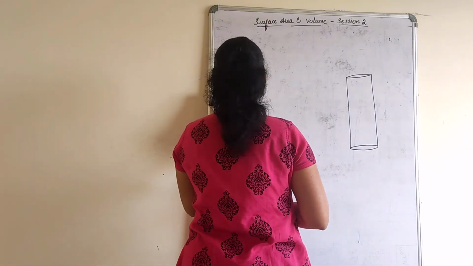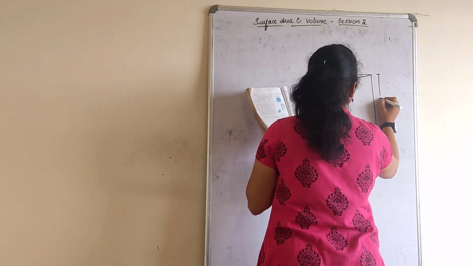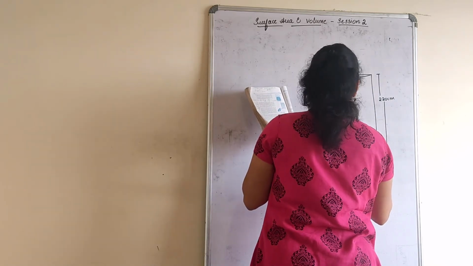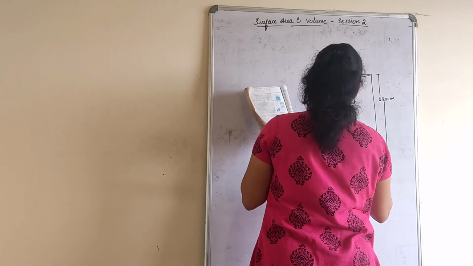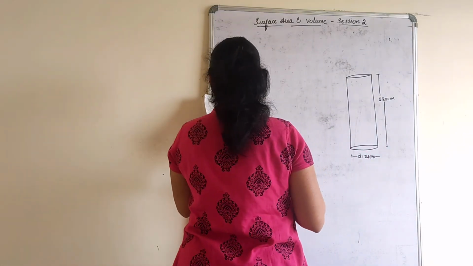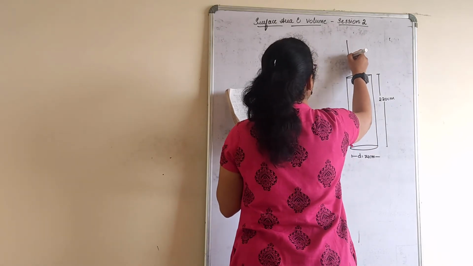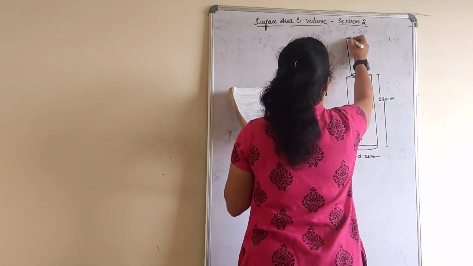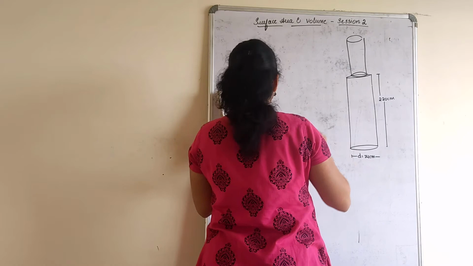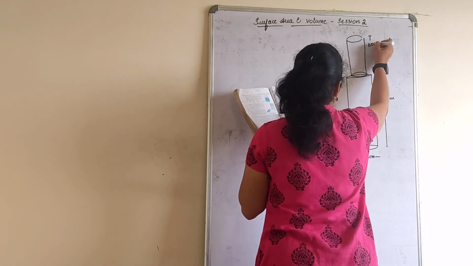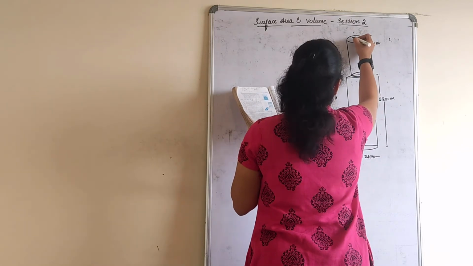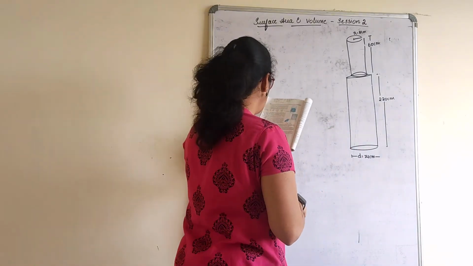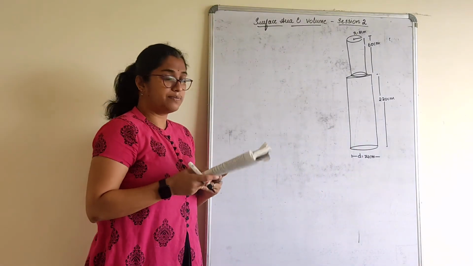A solid iron pole consists of a cylinder of height 220 centimeter and a base diameter of 24 centimeter, which is surmounted by another cylinder. On top it will be there. It is fixed actually. Another cylinder of height 60 centimeter and radius of 8 centimeter. Find the mass of the pole given that 1 centimeter cube of iron has approximately 8 grams of mass.